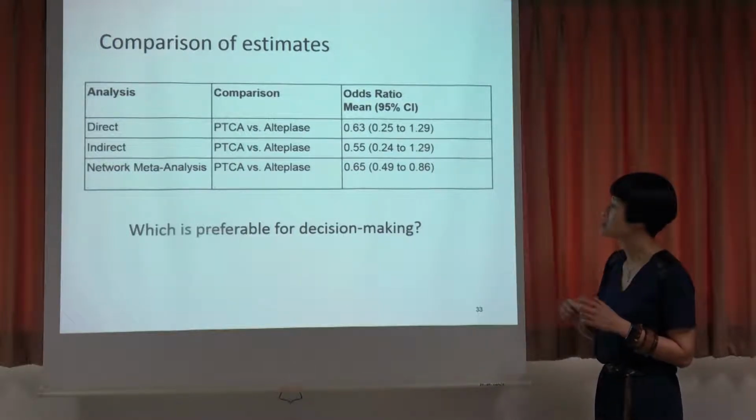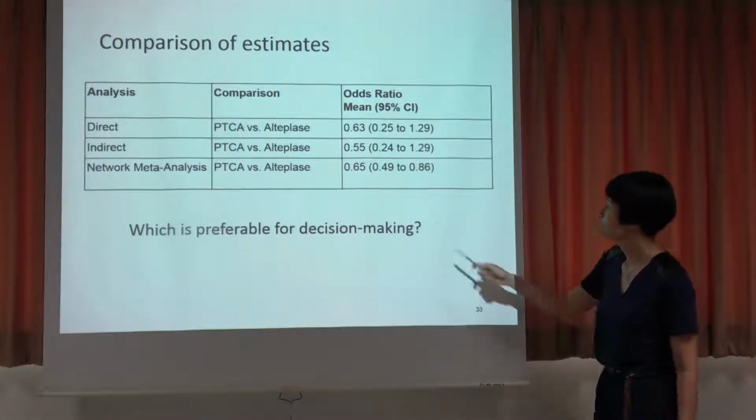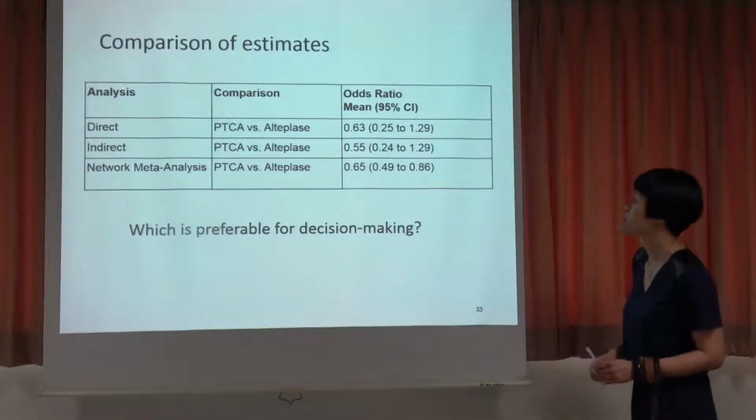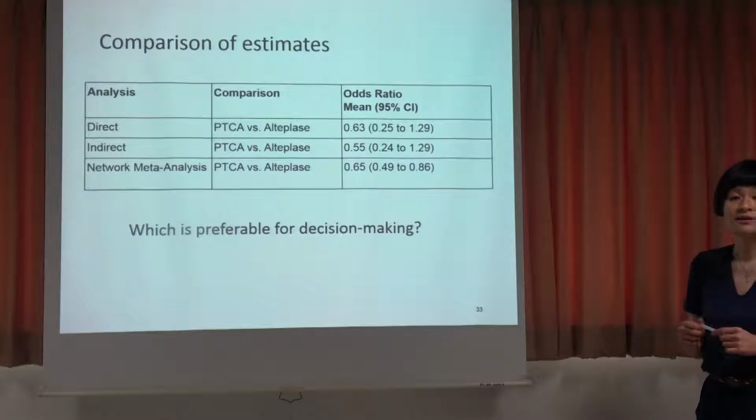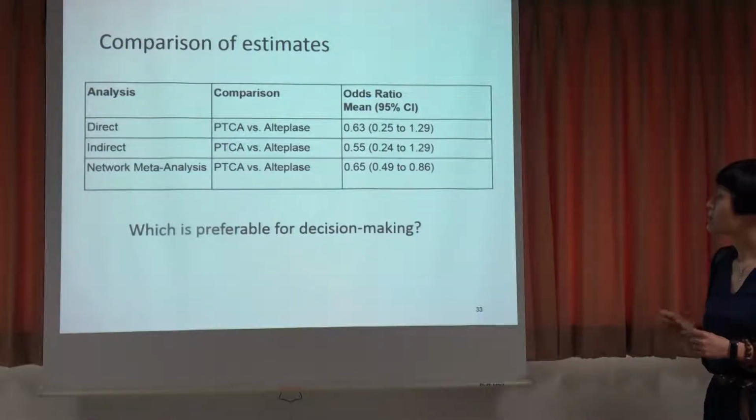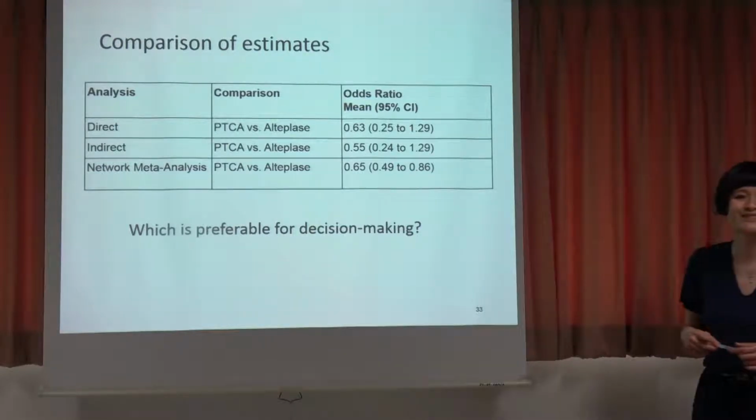Now, the network meta-analysis gives us a risk reduction, but this time it reports a statistically significant effect. So, which one do you trust?